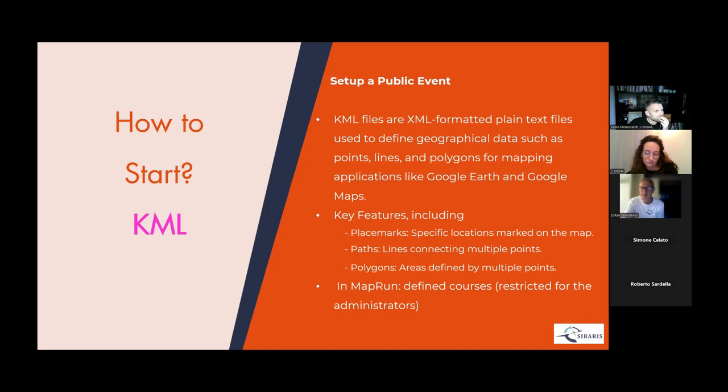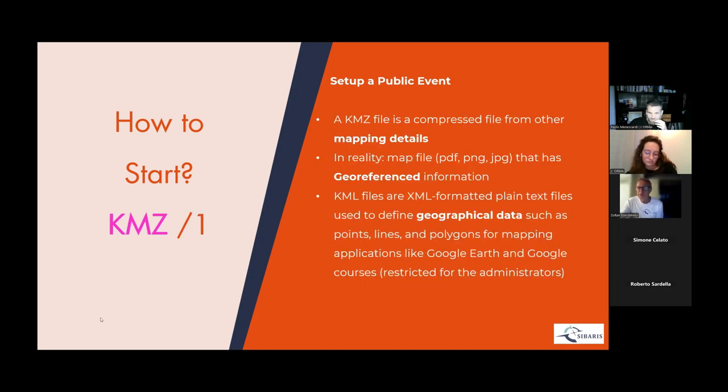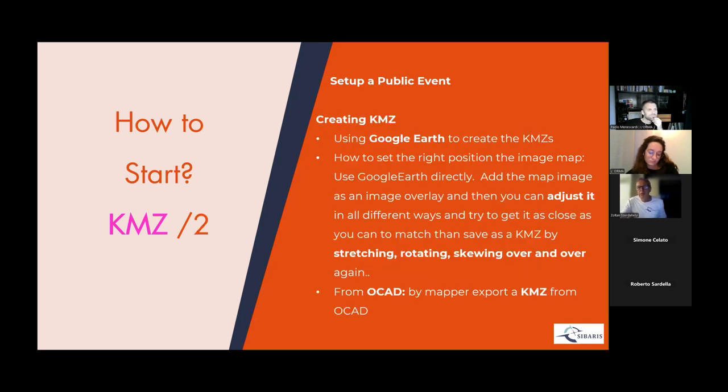So KML is the course. KMZ, as I explained, are the mapping details, the colored maps. It is very important that this is georeferenced, which means that the accuracy of that map should be in line with GPS coordinates. The best way is to put it on a layer of Google Earth, and then there can be several modifications, like shrinking, tightening, using the same structure to put it exactly in line with the GPS system. Still, as I mentioned, stretching, rotating, and starting again if it is not so accurate.